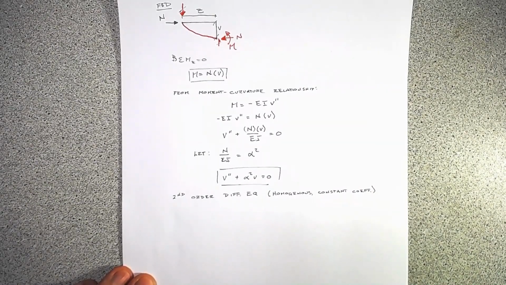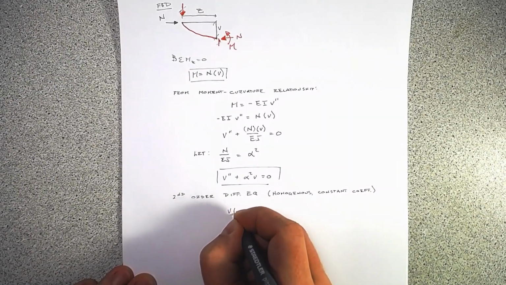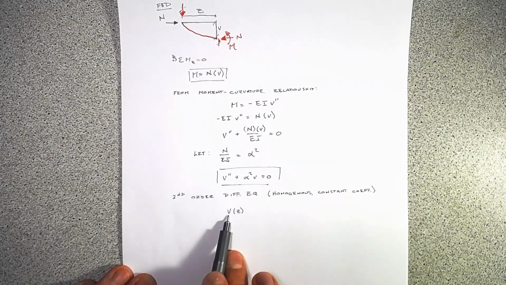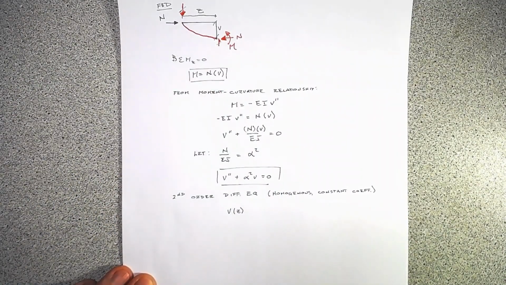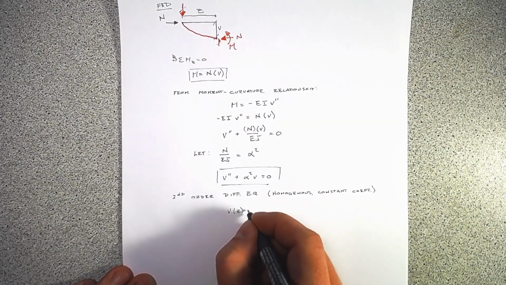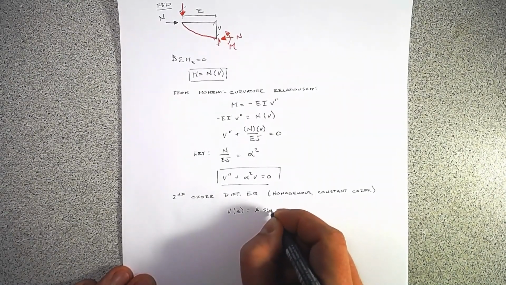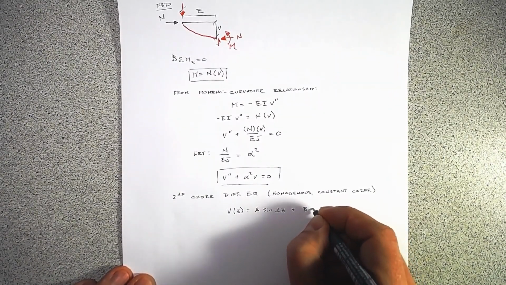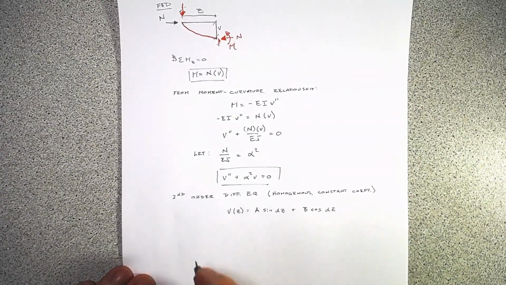So that means the solution has a form that looks like this, where v of z, thinking about what this means, is the out of plane displacement with respect to our distance along the compression member. Well, that just equals A times sine alpha z plus B cosine alpha z. Then we look at our boundary conditions in order to solve for what these constants are.